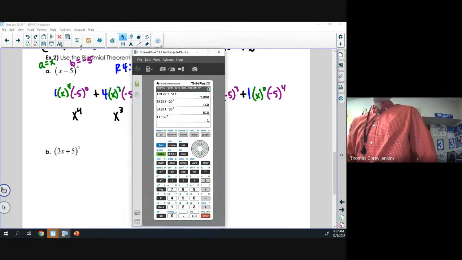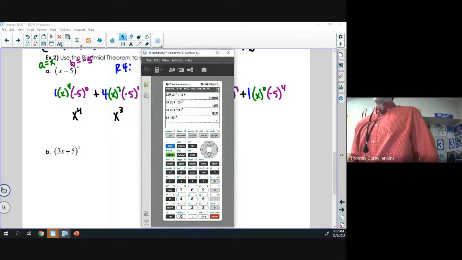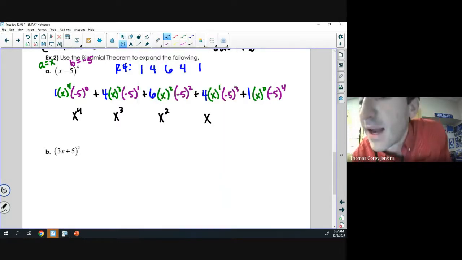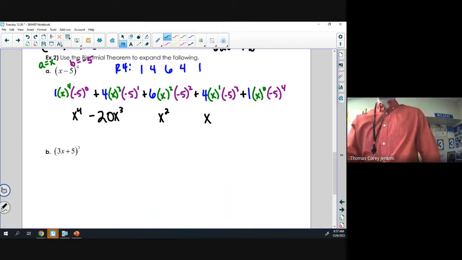It's simplified. Next term, my coefficient is going to be 4 times negative 5 to the 1st. You can type that in as 4 times negative 5 or 4 times negative 5 to the 1st, either way. But that's minus 20. So my next term overall is minus 20 x to the 3rd.